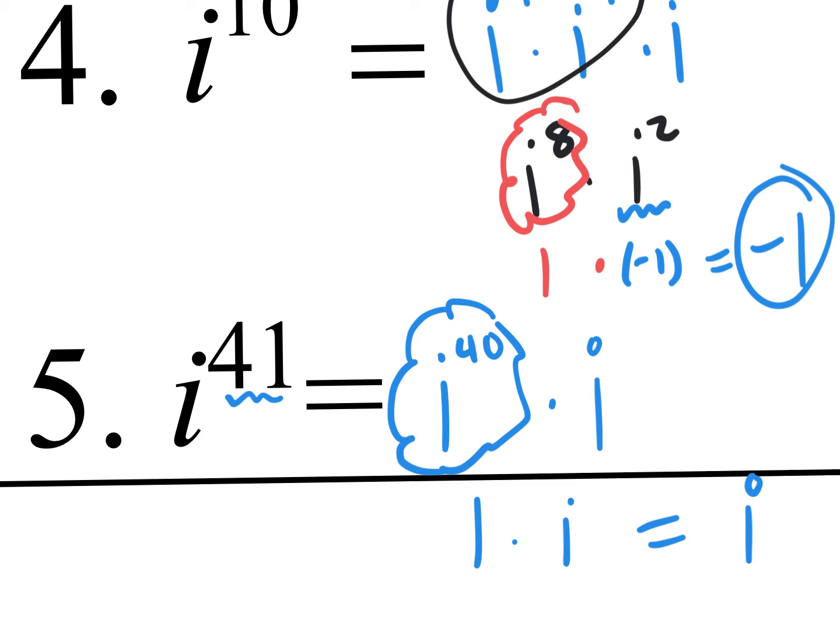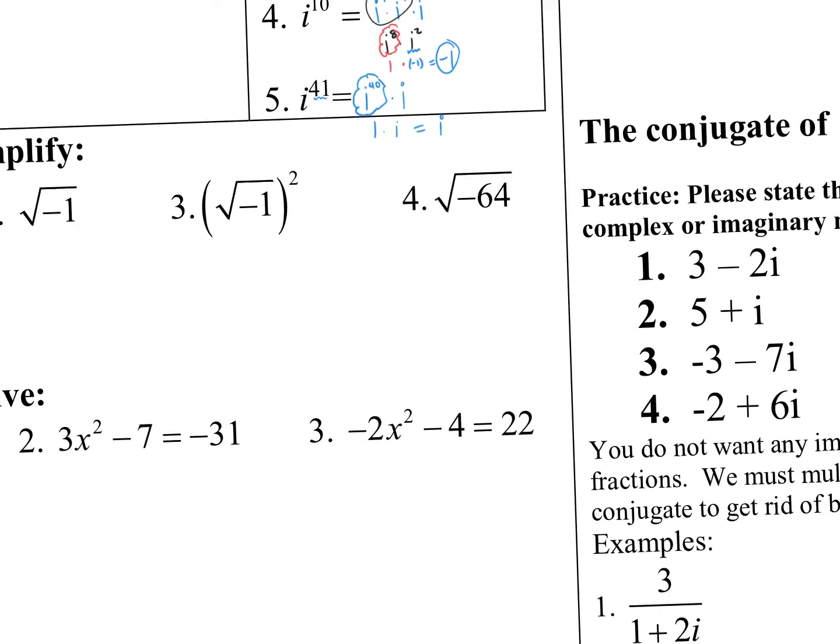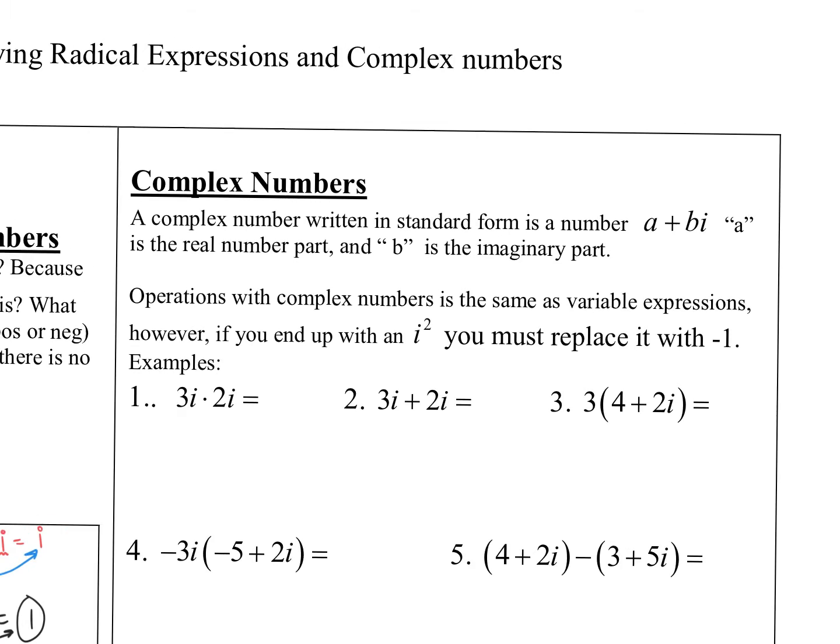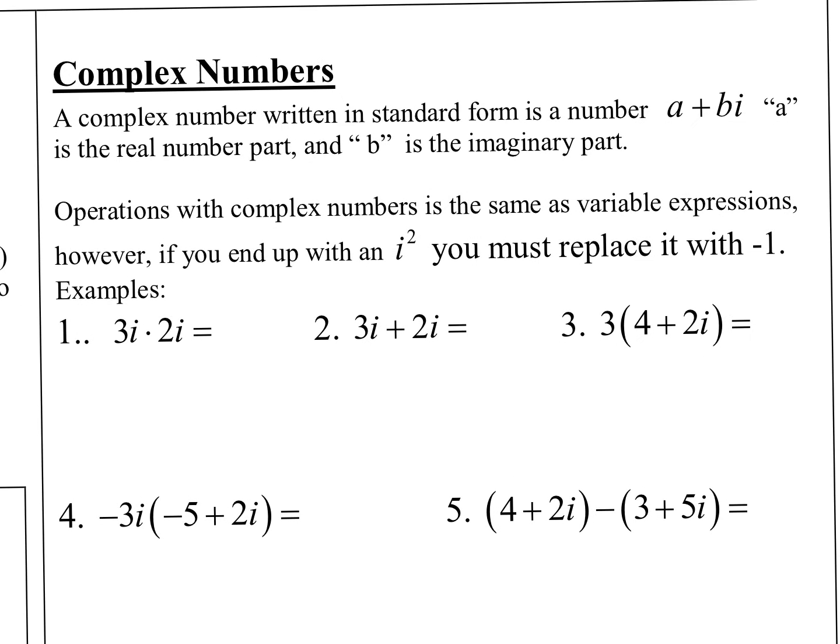Any questions? No? Okay. Let's jump up here, complex numbers. A complex number is a binomial, and the first number is the real part, and the second one is the imaginary part. You got 2 terms. First one's real, second one's imaginary. That's what a complex number is, okay? Now, we're going to be doing math operations with complex numbers, with imaginary numbers, which are complex numbers.